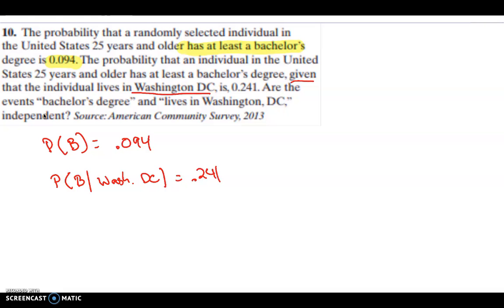Are the events bachelor's degree and lives in Washington, D.C. independent? Well, notice if they were independent, these two probabilities would be equal, meaning that given that someone lives in Washington, D.C., the likelihood of having a bachelor's degree for someone 25 years and older should not affect it. However, the probability of a bachelor's degree is not equal to the probability of a bachelor's degree given that someone lives in Washington, D.C. And when they are not equal, this means that they are not independent.